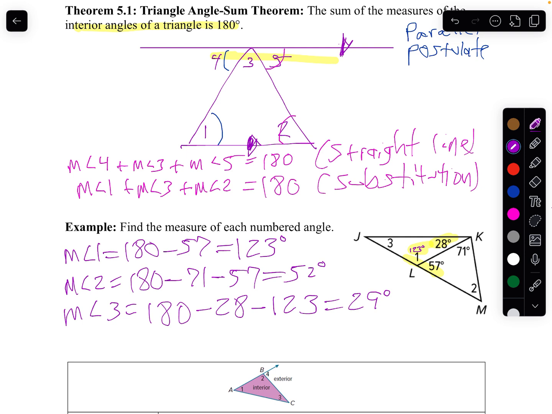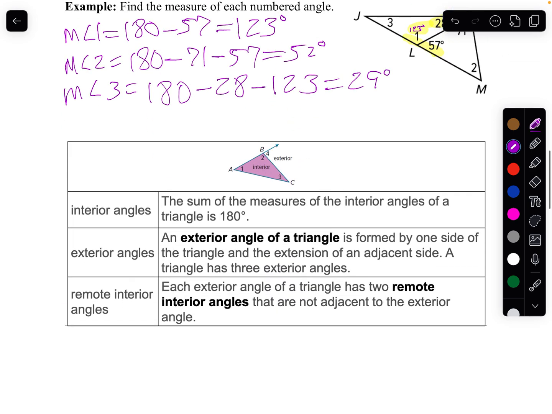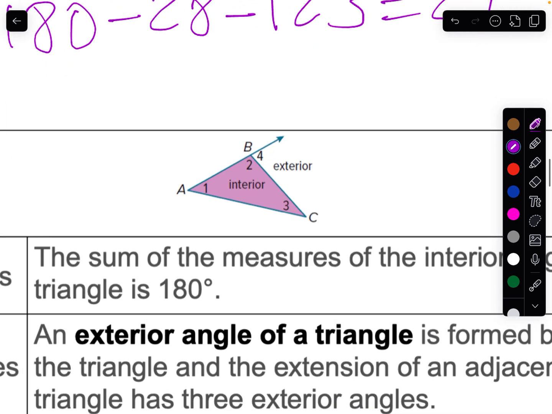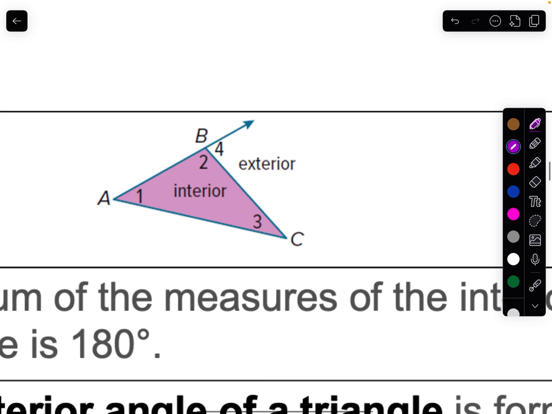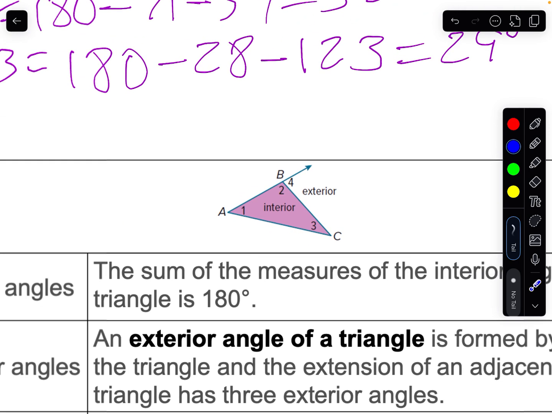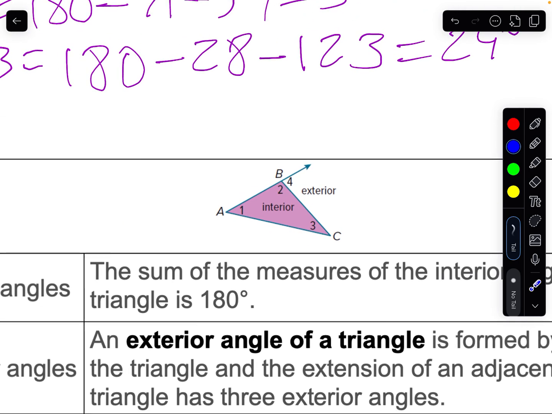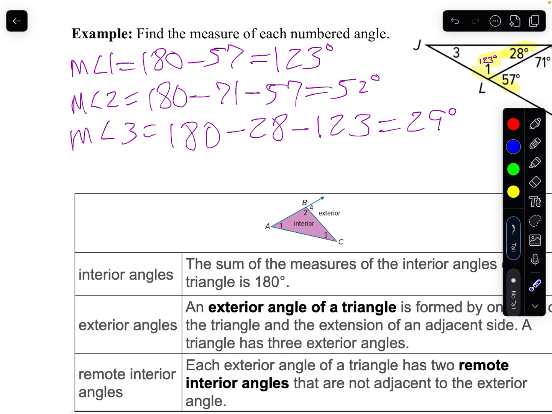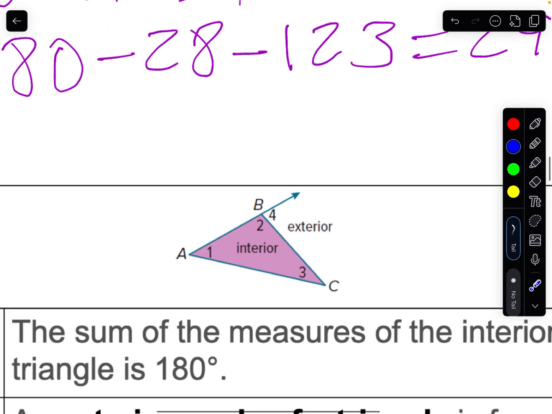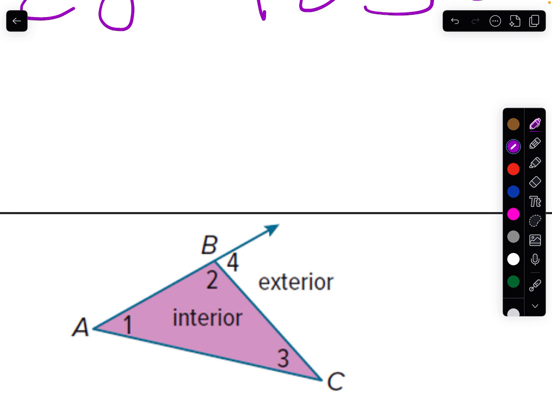Now, if we look at the next part, we're going to be looking at interior versus exterior. Interior are angles on the inside. Exterior is an angle on the outside. Now, we have to be a little bit more specific. It's when I extend one side out. Because if I extend two sides out, notice what happens here.